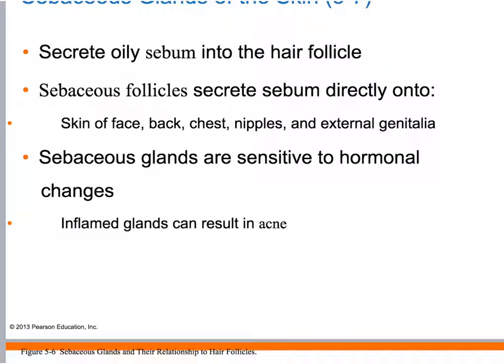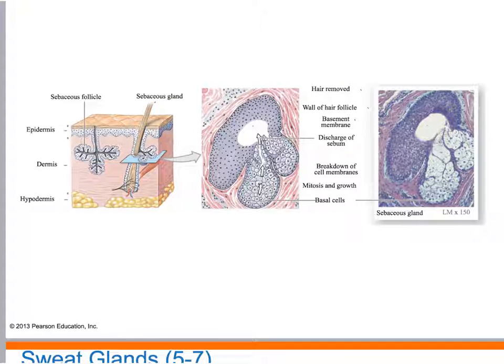Remember the sebaceous glands, and they secrete oily sebum into the hair follicle. Sebaceous glands are sensitive to hormonal changes. Inflamed glands can result in acne. This shows you where the sebaceous gland is and its effect on the hair follicle.